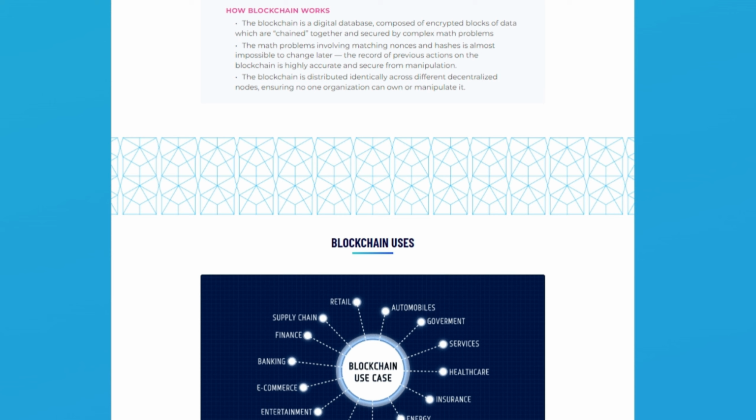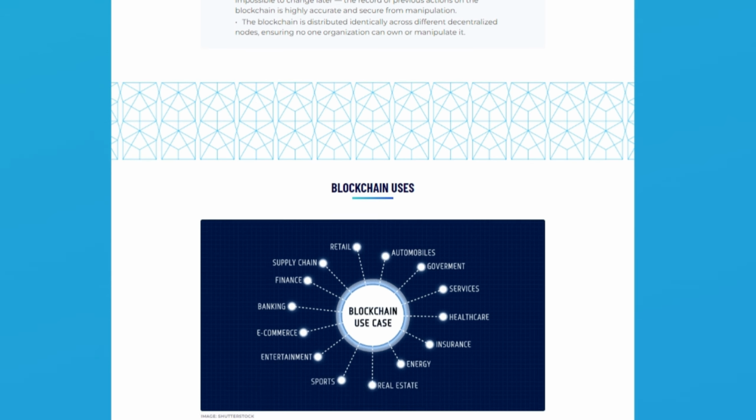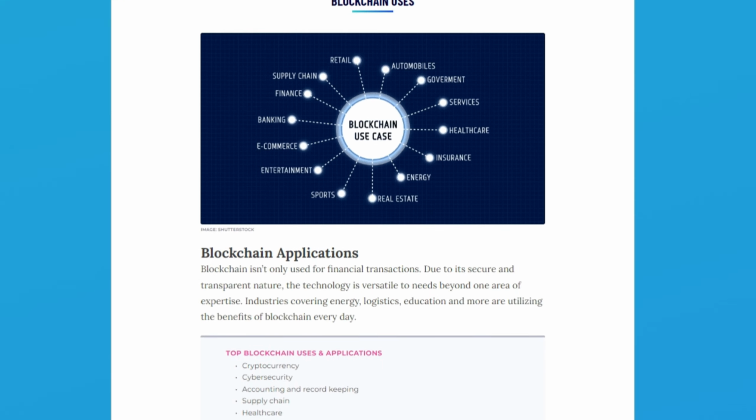How blockchain works. The blockchain is a digital database, composed of encrypted blocks of data which are chained together and secured by complex math problems. The math problems involving matching nonces and hashes is almost impossible to change later. The record of previous actions on the blockchain is highly accurate and secure from manipulation. The blockchain is distributed identically across different decentralized nodes, ensuring no one organization can own or manipulate it.